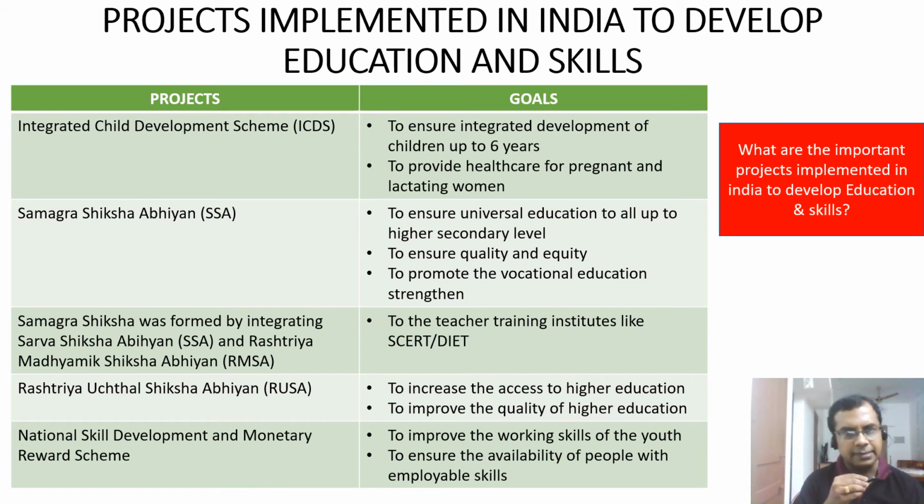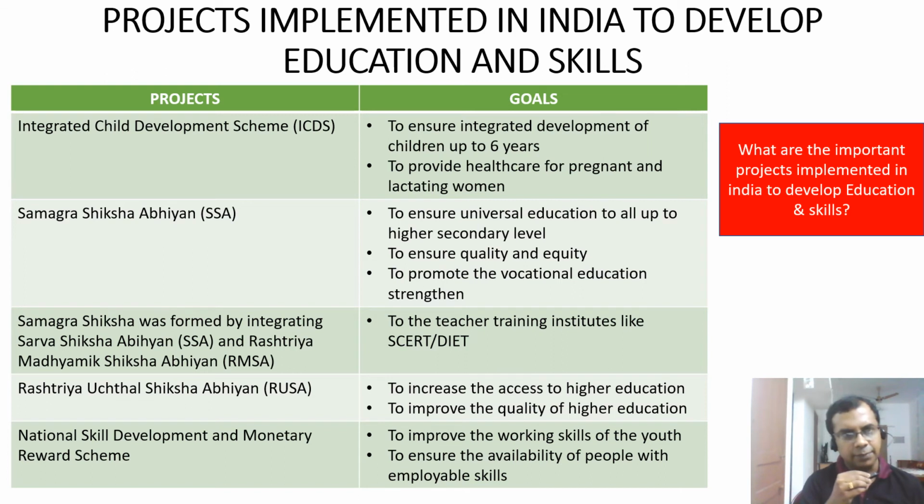Another project is Samagra Shiksha Abhiyan, SSA. Its main goal is to ensure universal education for all up to the higher secondary level. It ensures the quality and equity of the people. It also aims to promote vocational education and to strengthen it. Samagra Shiksha was formed by integrating Sarva Shiksha Abhiyan, that is SSA, and Rashtriya Madhyamik Shiksha Abhiyan, RMSA. It also aims at teacher training institutes like SCERT, DIET, etc.